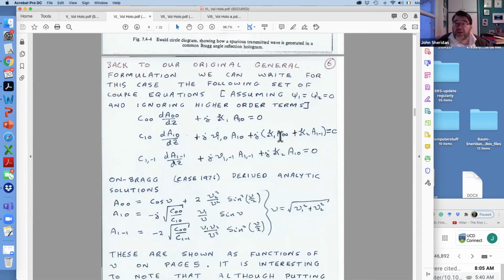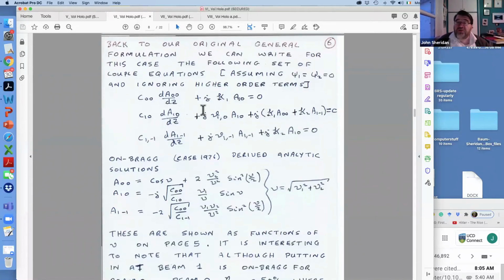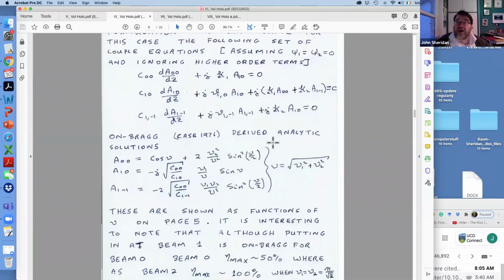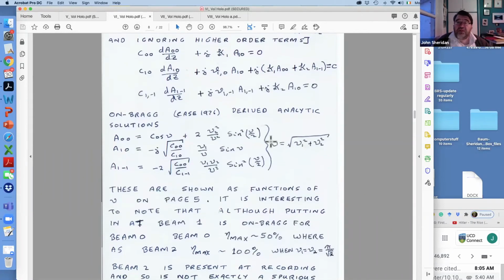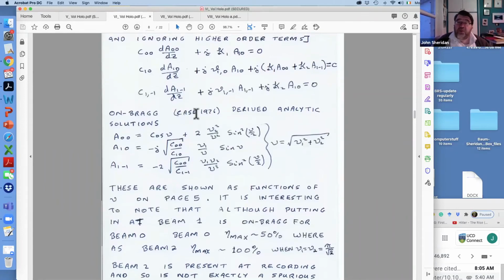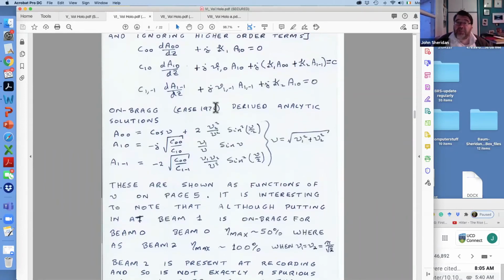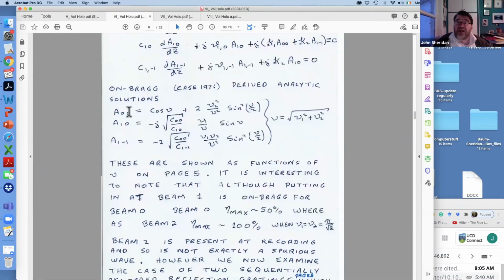And we've got coupling here between the 1,0 and the 0,0 and the 1,-1. So there's direct coupling between this and these two. The 0,0 is only coupled to the 1,0, and the 1,-1 is coupled to the 1,0. And we would choose this. We would say that we only need these particular waves because all the others are far off Bragg. So on Bragg, and this would have come from work by a man called Case back in the 70s, he derived an analytic expression for this.